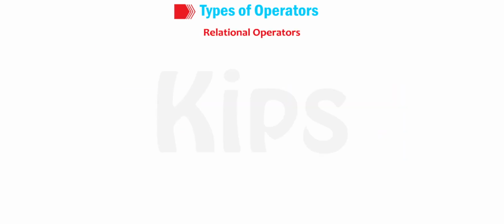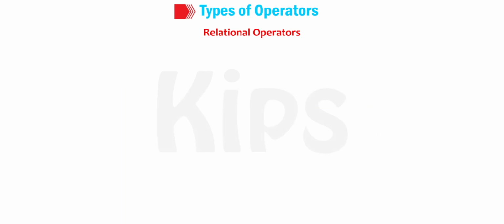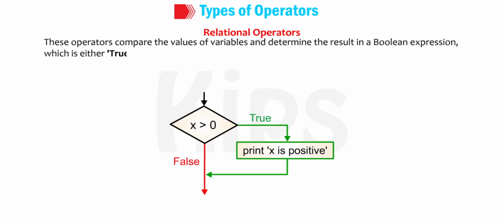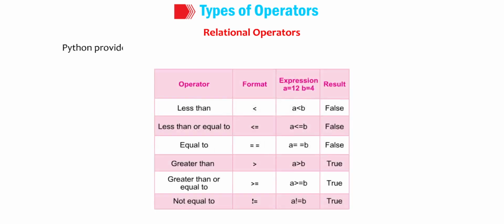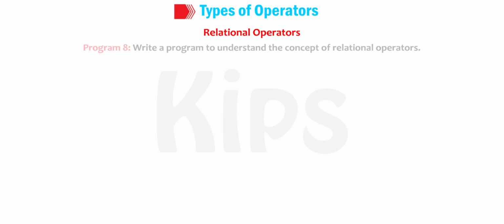Relational operators. The relational operators are used to show the relationship between the operands. These operators compare the values of variables and determine the result in a Boolean expression, which is either true or false. Python provides different types of relational operators as shown in the table given below. Less than or equal to, greater than or equal to, not equal to. Program 8. Write a program to understand the concept of relational operators.